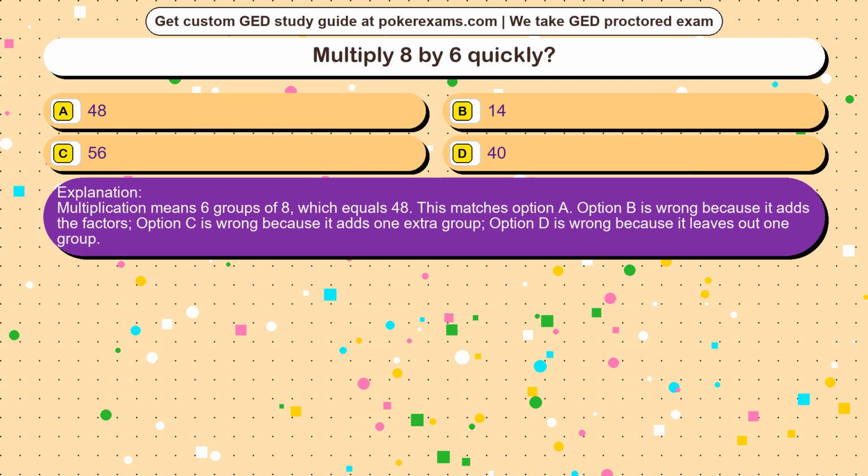This matches option A. Option B is wrong because it adds the factors. Option C is wrong because it adds one extra group. Option D is wrong because it leaves out one group.